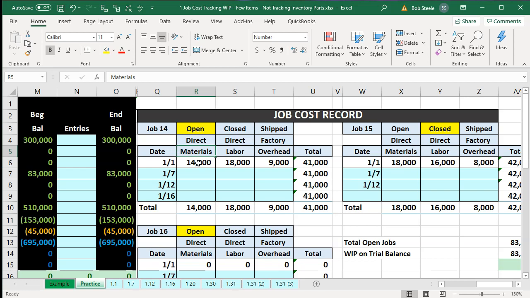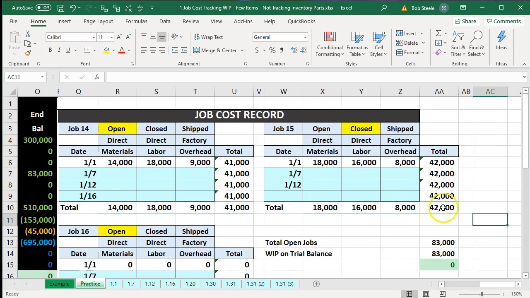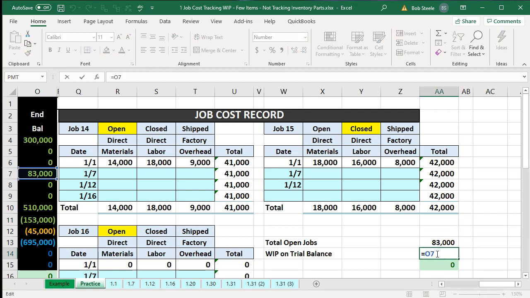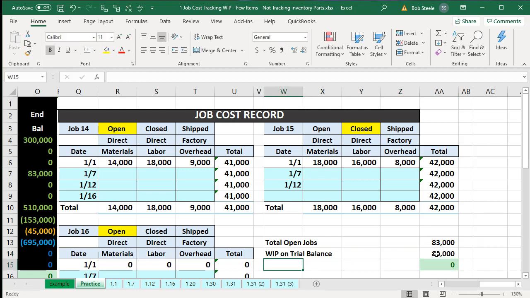If you have inventory of some kind, then you've got the direct labor, the direct materials, and factory overhead. So we'll discuss these more in depth as we go. If we add those up then, for job 14, we currently have 41,000. Job 15, we have 8,000. And job 15, we have 42,000. And those two add up to the 83,000, which ties out to what's on the general ledger account. That reconciliation is what we need to do as we go through.